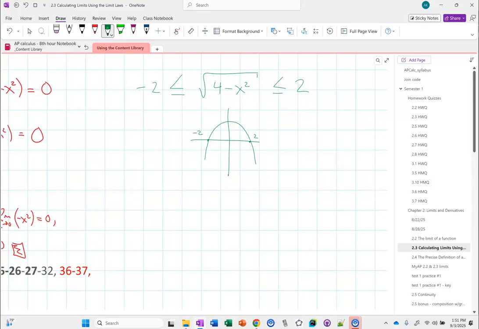Now, a lot of the time on the AP exam, they'll just give you the string of inequalities, where all you have to do is take the limits of both ends and check to make sure they're equal.